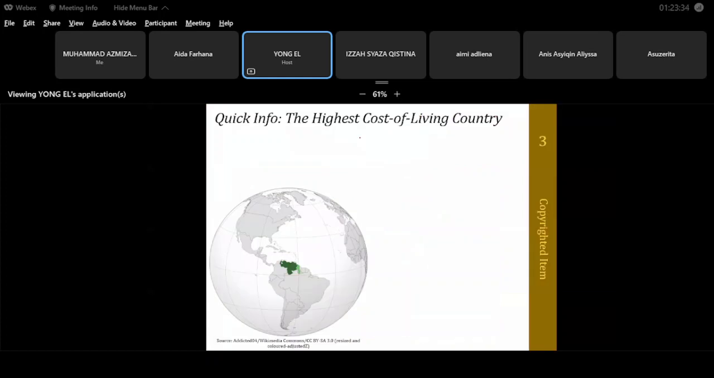The highest cost of living. Which country has the highest cost of living? To measure cost of living, the best summary is the price index. The price index here is also known as CPI, Consumer Price Index. From the Consumer Price Index, we can calculate the inflation rate.